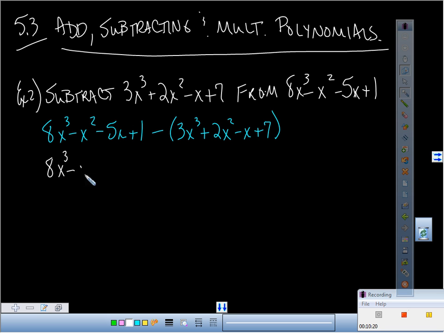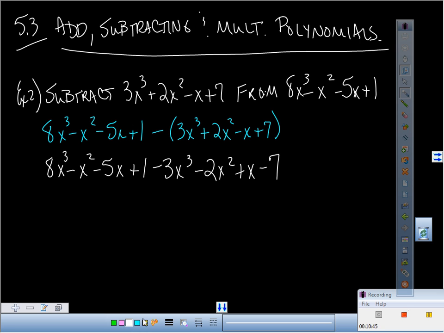So 8x to the third minus x squared minus 5x plus 1. The opposite of a positive 3x to the third is negative 3x to the third. The opposite of a positive 2x squared is a negative 2x squared. The opposite of a negative x, good. And the opposite of a positive 7, awesome.